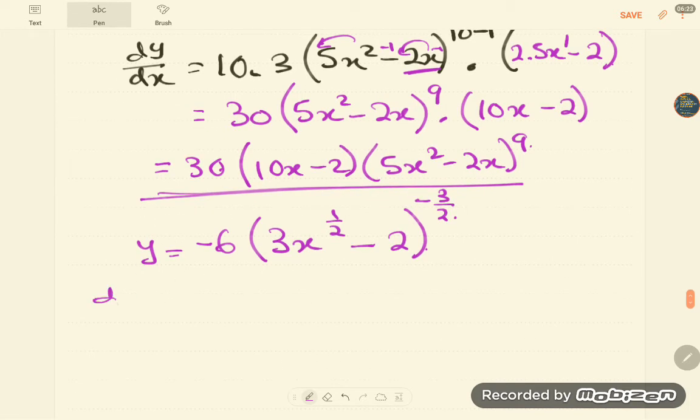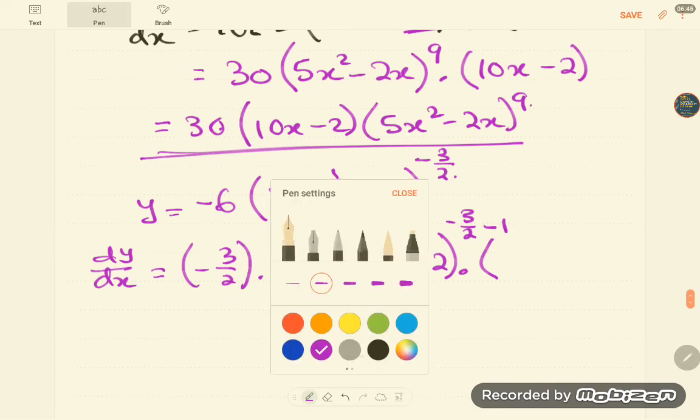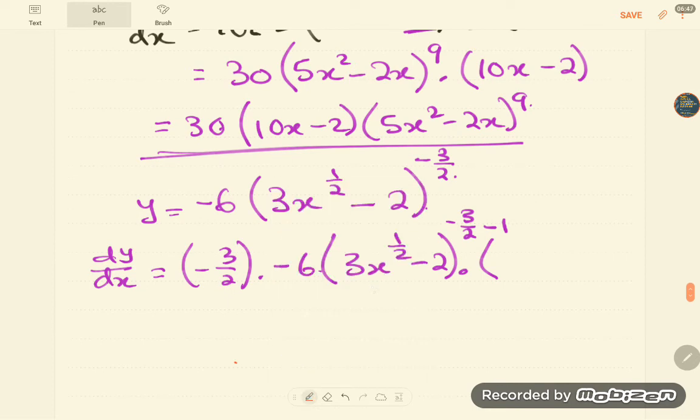As per the usual, our dy/dx, first things first, we're going to have to bring our power down. That gives us minus 3 over 2 dot the minus 6 that we see outside there. And the next procedure is just to repeat everything as is, and then we subtract 1. And then dot. Now inside there we have to bring the derivative of what's inside the bracket there.